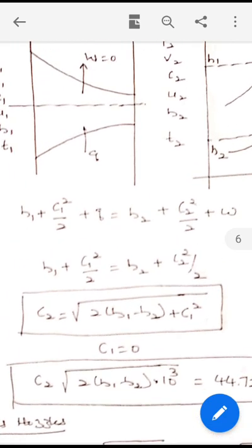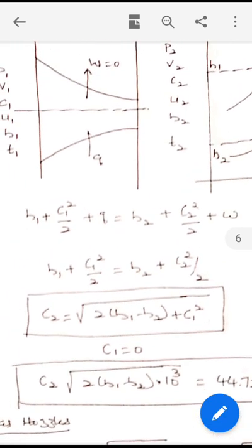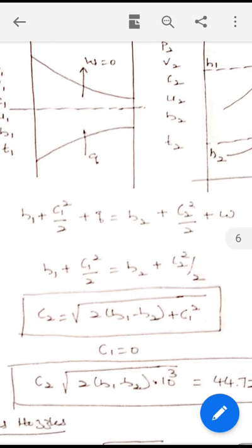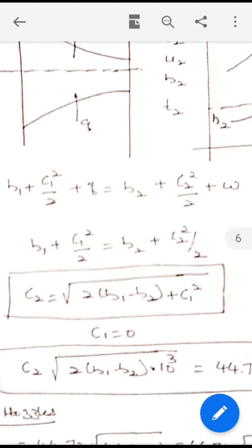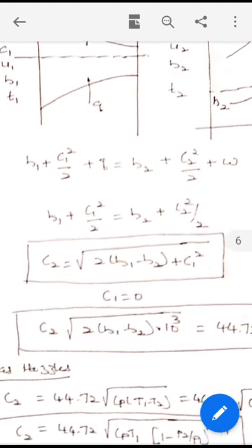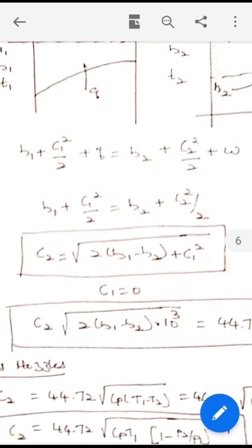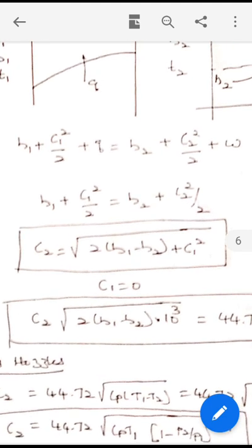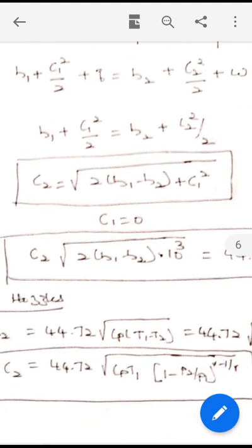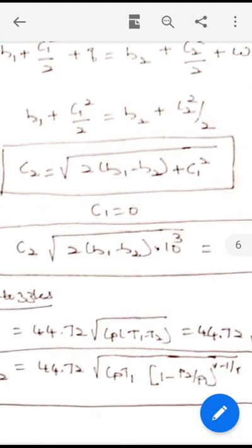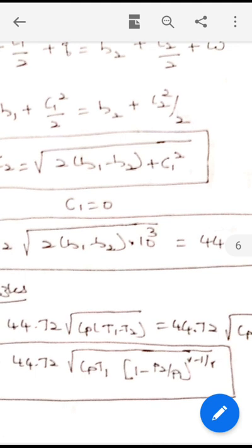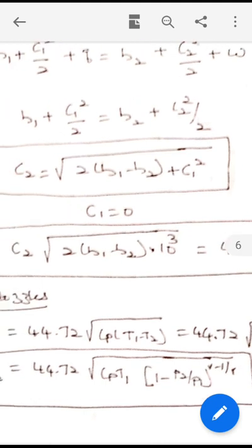Nozzle is a static device which produces no work, so W equal to 0. If the nozzle is insulated, Q is also equal to 0. This gives h1 plus C1 square by 2 equal to h2 plus C2 square by 2. C2 equal to root of 2 (h1 minus h2) plus C1 square. So if the inlet velocity is neglected, then C2 becomes equal to root of 2 into (h1 minus h2) into 10 raised to 3, where h1 and h2 are enthalpy in joule per kg.